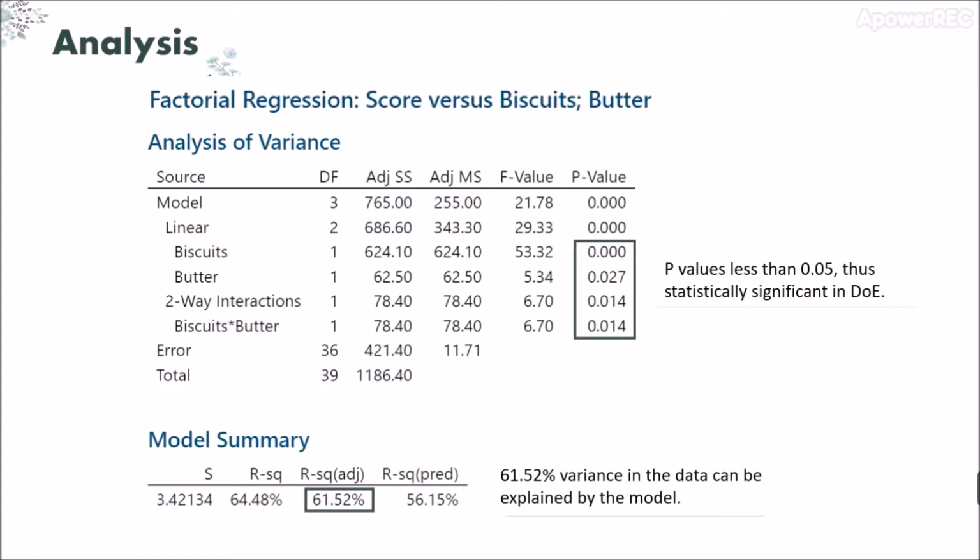Additionally, the model summary table shows an adjusted R-square of 61.52%, which tells us that 61.52% of the variance of the response, that is, the flavor of the snowflake crisp, could be explained by this model.